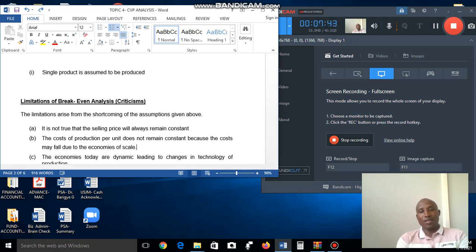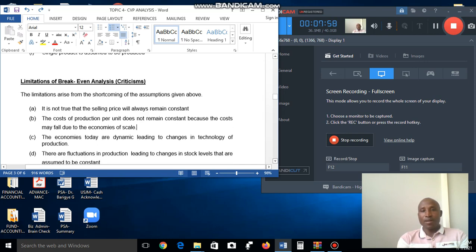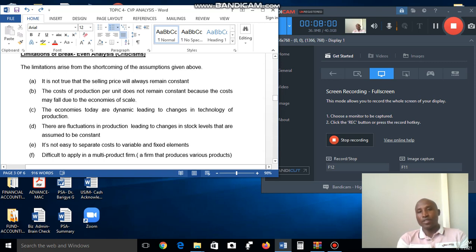So this technique assumes that the cost of production are constant, but this is not true when it comes to economies of what? Economies of scale. Then the economies today are dynamic, leading to changes in technology. Remember, the assumption was the level of technology remain what? Remain the same. The technique assumes that the level of technology is the same, but this is not true.